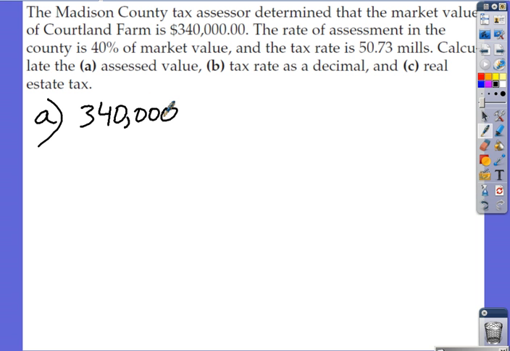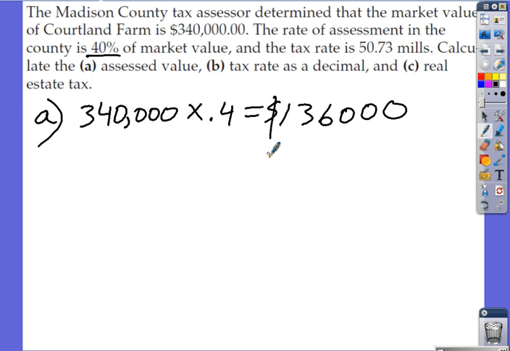The market value of Cortland Farm is $340,000. Market value basically means what you can sell it for any day. To find the assessed value, take 340,000 times 0.4. Okay, that's the assessment rate of the county. You come up with $136,000. Now, part B.